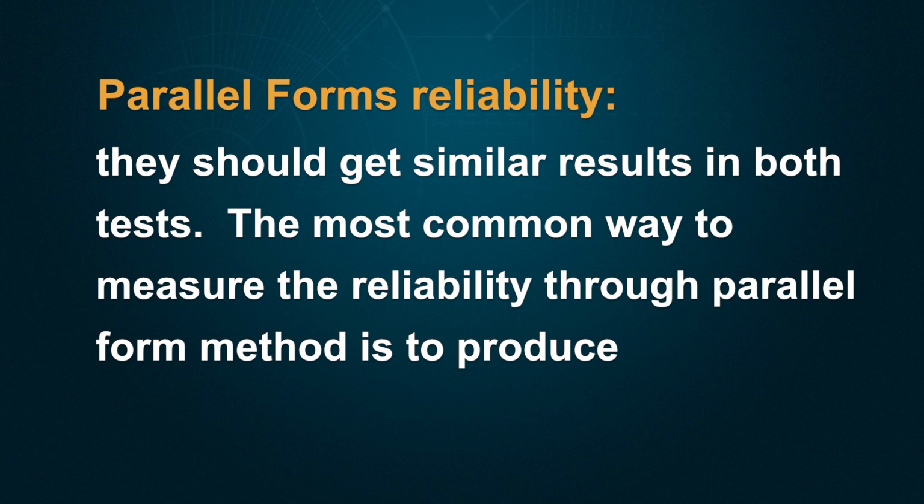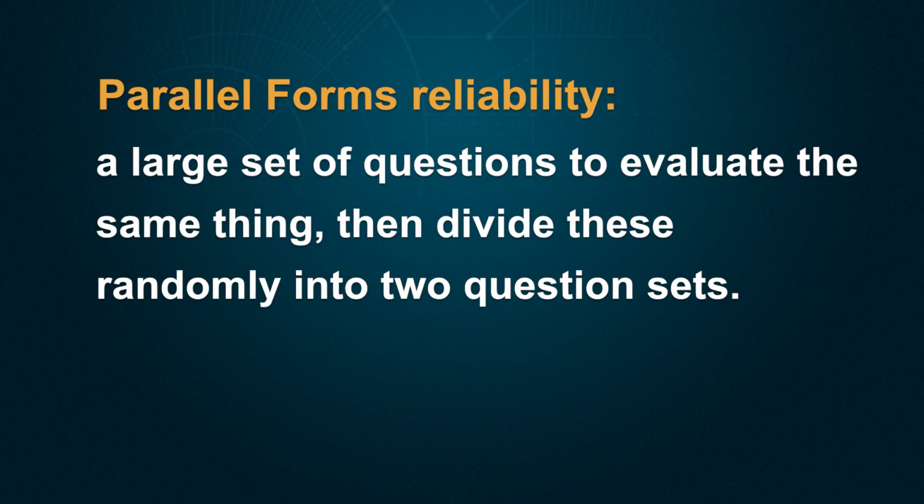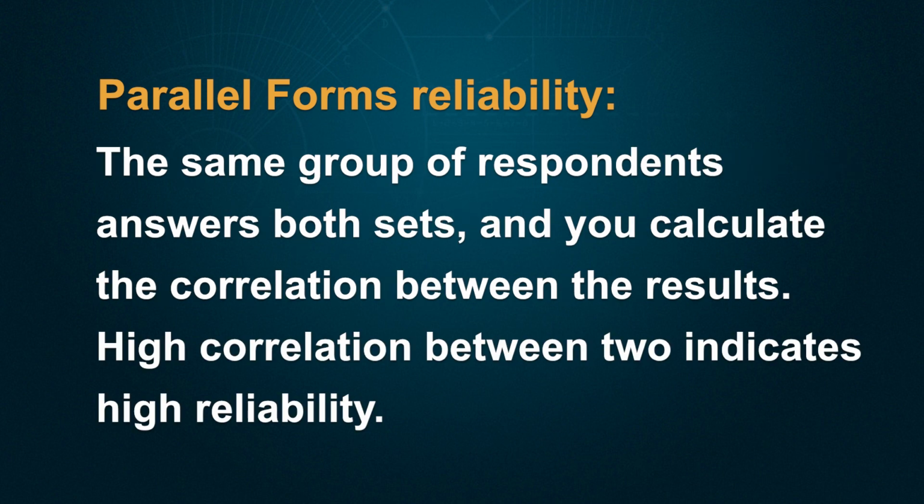The most common way to measure reliability through the parallel form method is to produce a large set of questions to evaluate the same thing, then divide these randomly into two question sets. The same group of respondents answers both sets and you calculate the correlation between the results. High correlation between the two indicates high reliability.